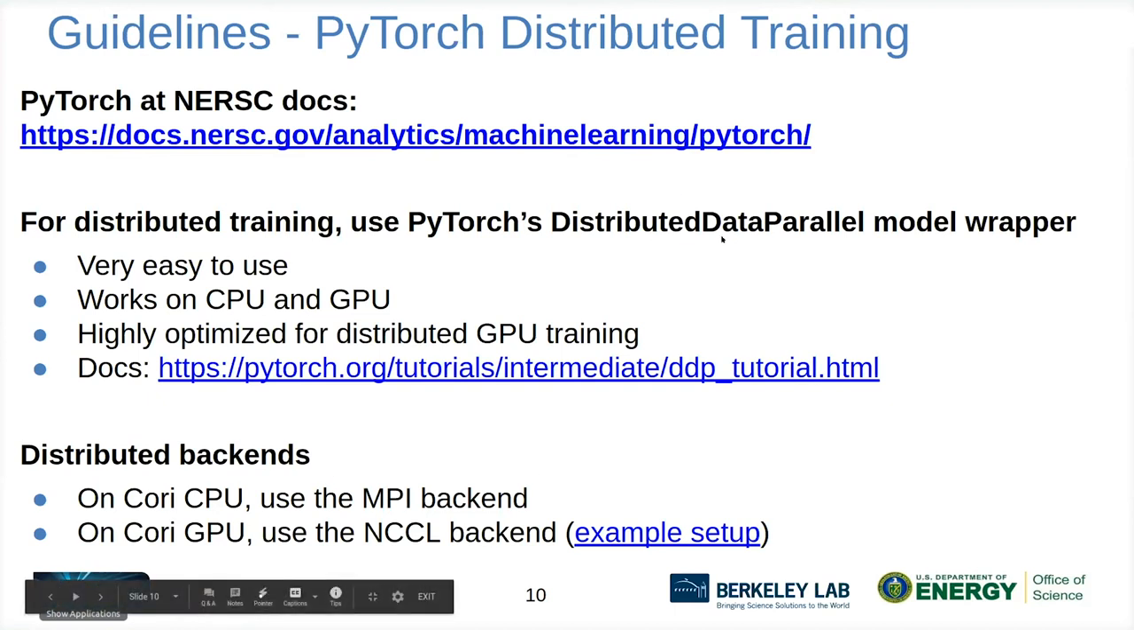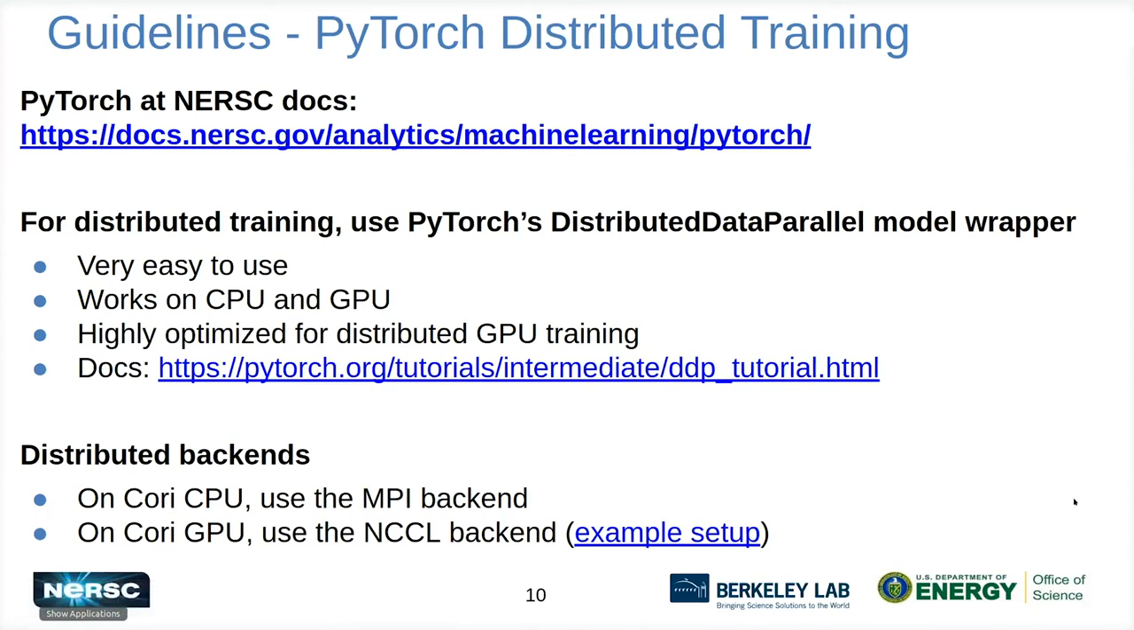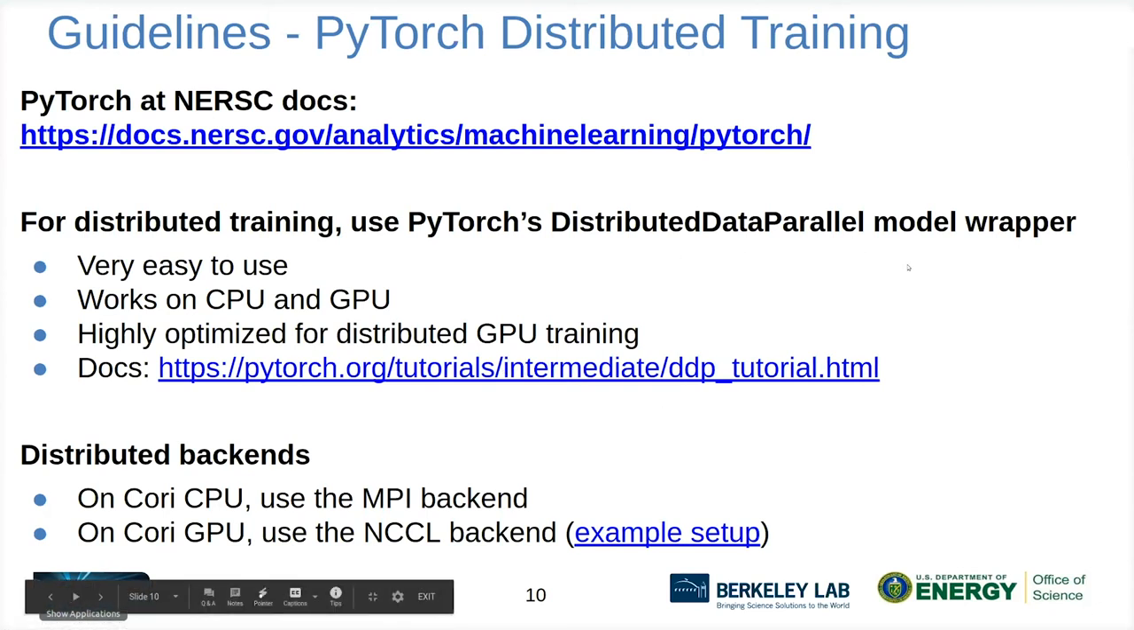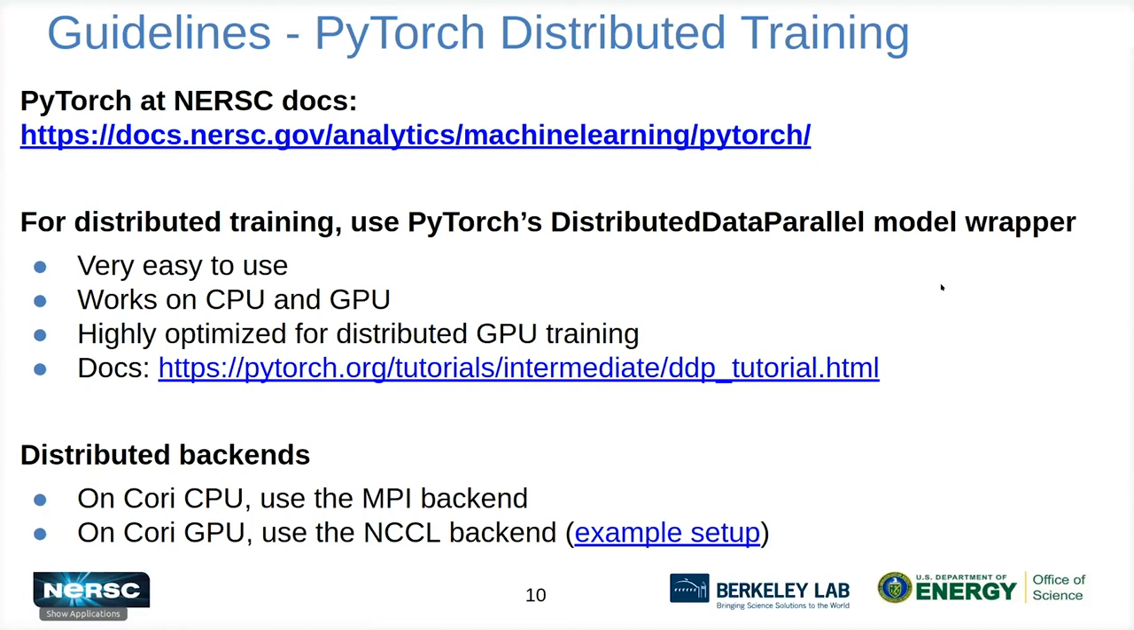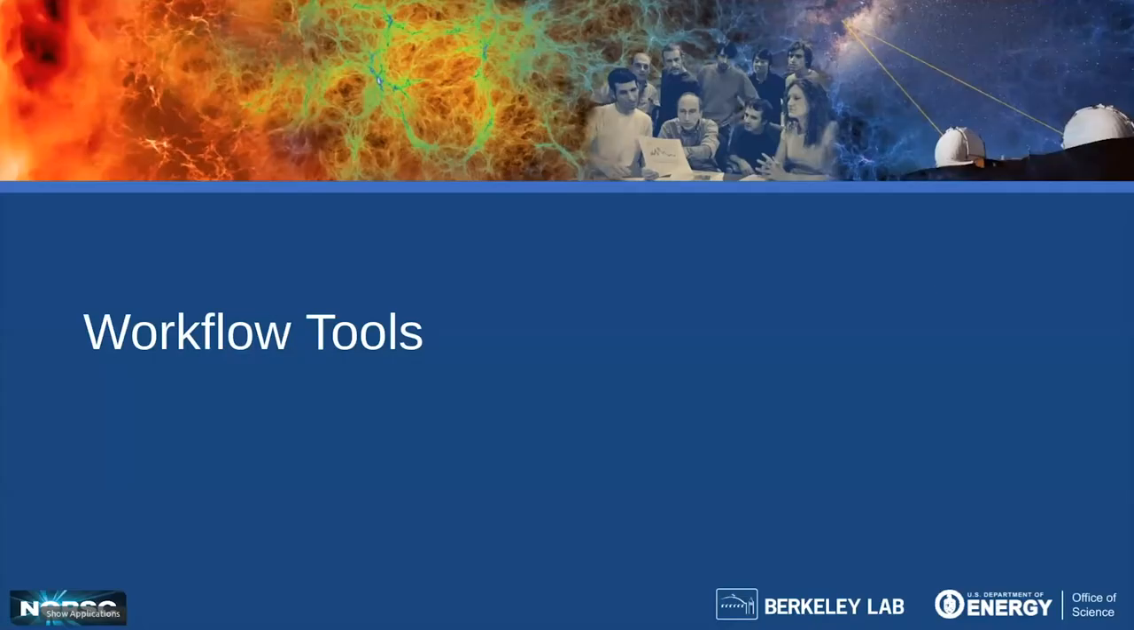With DistributedDataParallel, you actually need to specify the communications backend. On the CPU partition, we recommend that you use the MPI backend. On the GPU partition, we recommend that you use the NCCL backend. And there are tutorials here for how to use DistributedDataParallel. It's straightforward. And if you have any questions, please let us know.